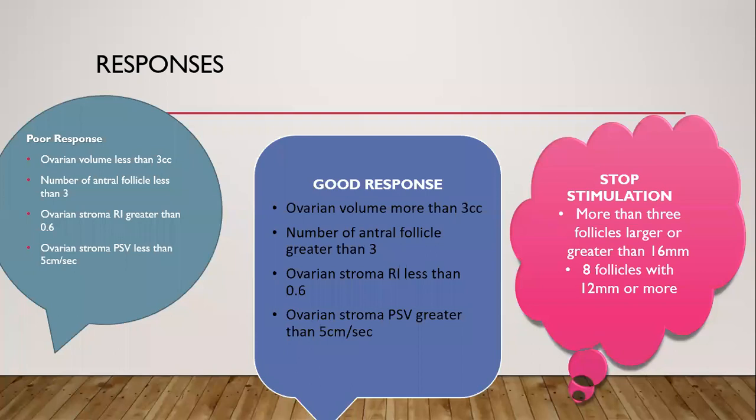So let's look at the responses. This is response to treatment, of course. Responses that we get to have with these mothers when they're undergoing ovarian stimulation. There are 3 types of responses. There's a poor response, a good response, and overstimulation. So under poor response, the ovarian volume will be less than 3 cc. Now, when you do your measurements after this client has been stimulated, you get to discover that the ovarian volume is less than 3 cc.